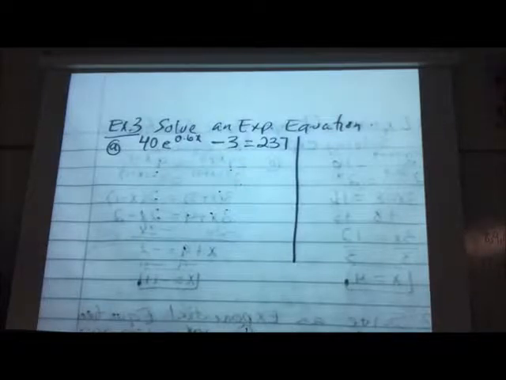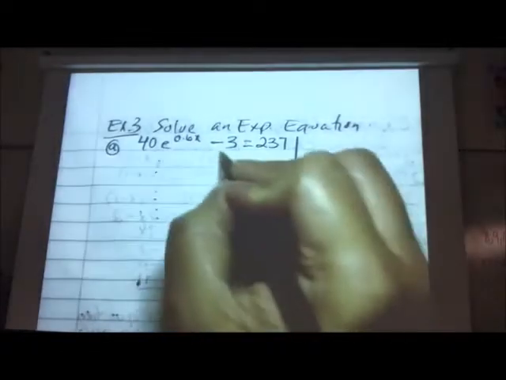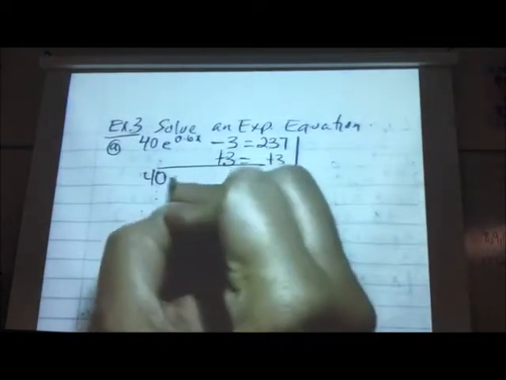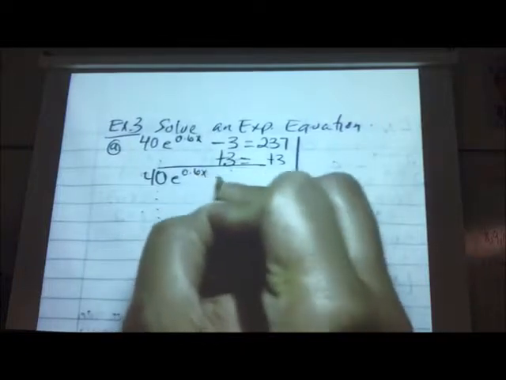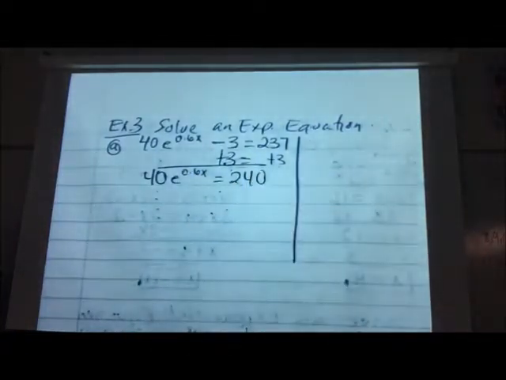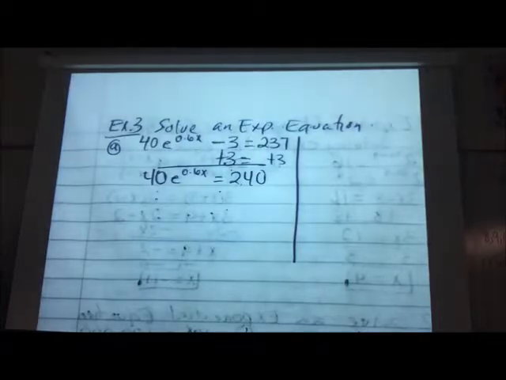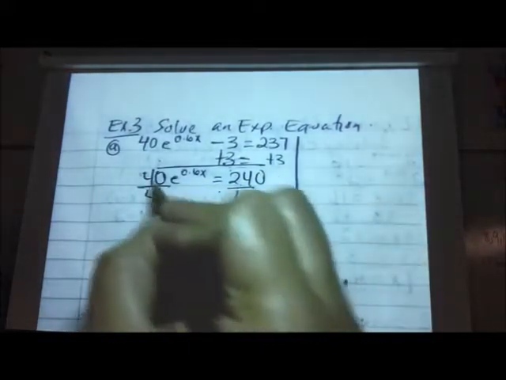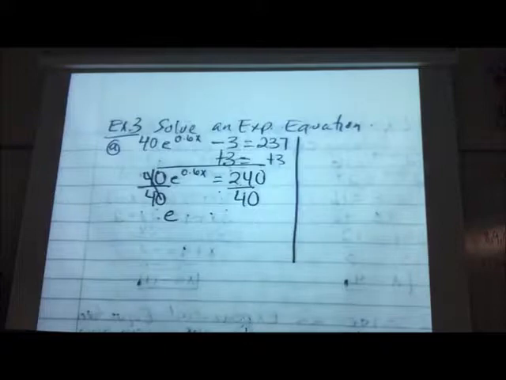So what do you think is the first thing that I could do here? Add 3, get rid of the 3. So we get rid of the 3 by adding 3. Perfect. So I add 3, 40 e to the 0.6x equals 240. What's the next thing I could get rid of? Can you put the 0.6 to the front? Not yet. Divide by 40. We have to get rid of the 40 first, and we divide because it's being multiplied.